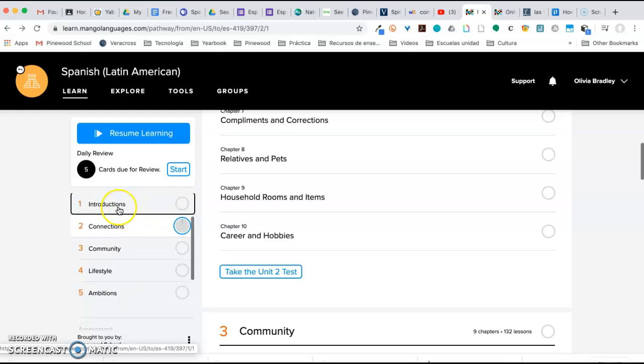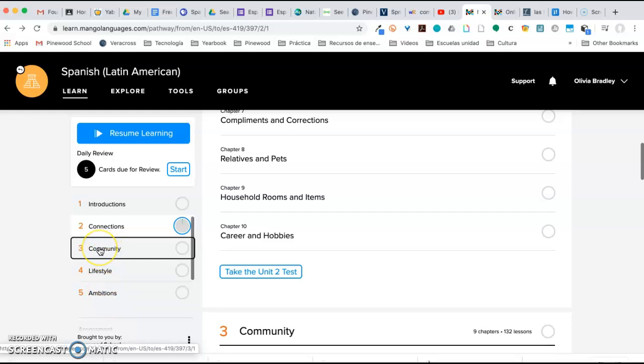So unit 1 would be novice low. Unit 2 would be novice mid to novice high. 3 would be intermediate low. And then 4 and 5, you're getting into intermediate mid and above. So this would be for like the 3 advanced and above classes.